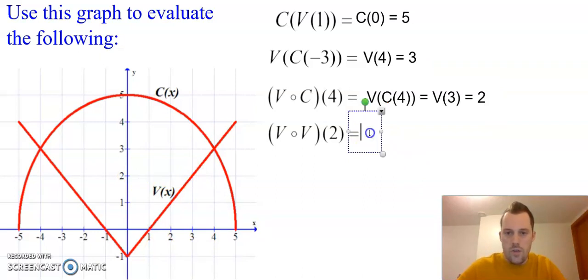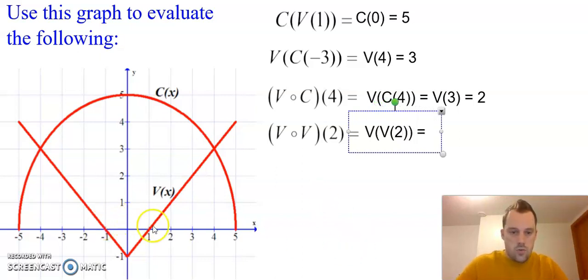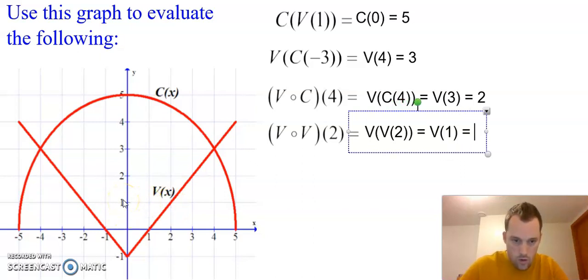And then our last one, v of v of 2. Remember that a composition doesn't have to be two separate functions. It can be within the same function. So this is v of v of 2. So 2 into my v function gives me a y value of 1. So now we input 1 into that same v function. Right here we get an output of 0.